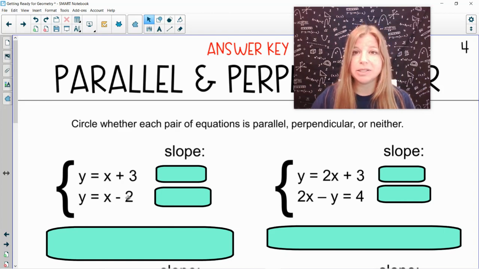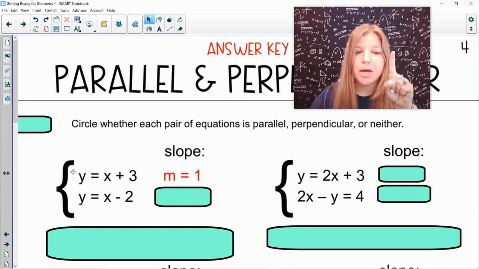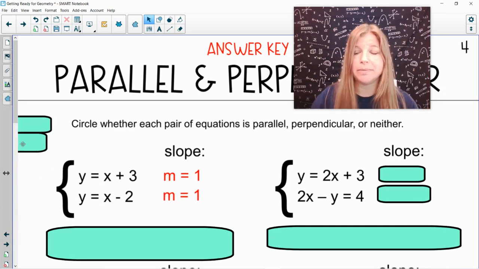In the first one, y equals x plus 3 and y equals x minus 2. We know that the slope in slope-intercept form is the number that's in front of the x. It's being multiplied by x. I don't see any number there, and that means we know that it's 1. So the slope in this first equation is just 1. When I look at the second equation, I have the exact same situation. I have y equals x minus 2. The slope is the number that's being multiplied in front of my x. I don't see any number there, which also means it's 1.